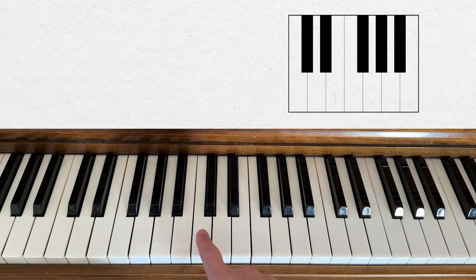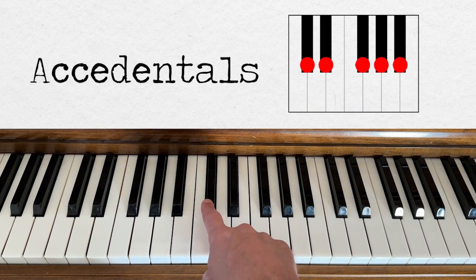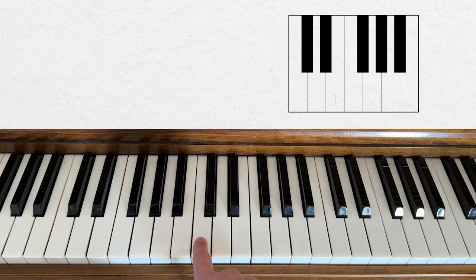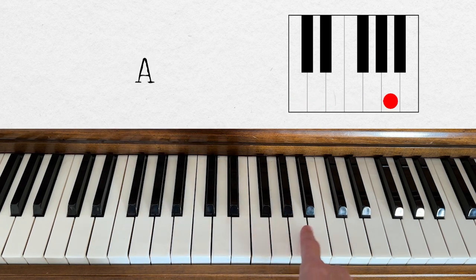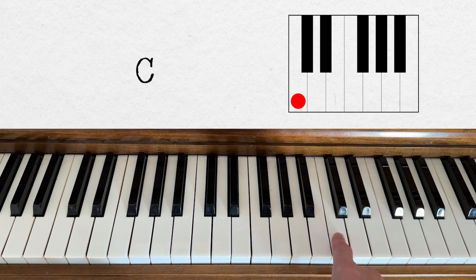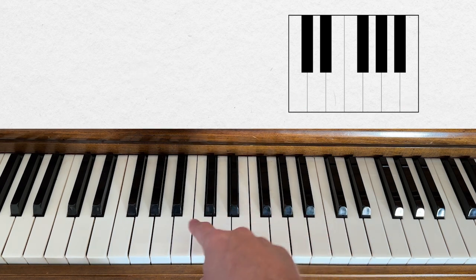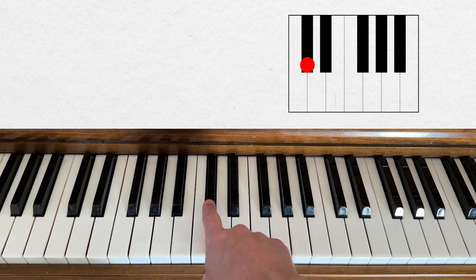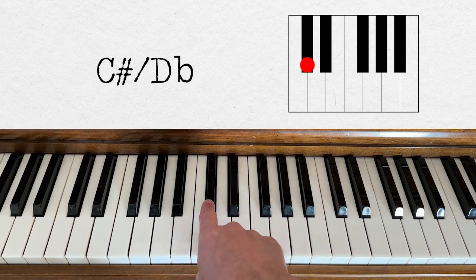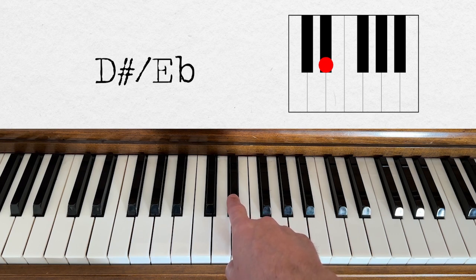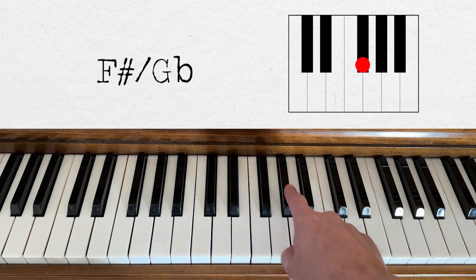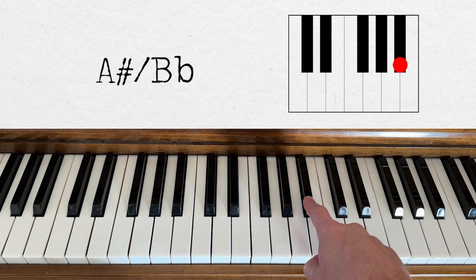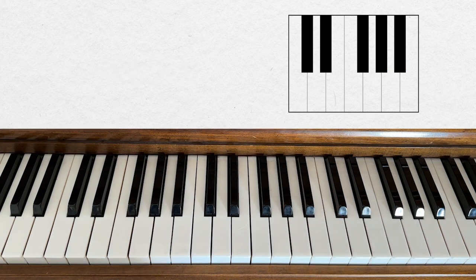We just have to learn the names. So we have naturals and we have accidentals. The natural is just a letter name by itself: C, D, E, F, G, A, B, C. And then the black keys in there, we're going to have two different names for them. So this is C sharp and D flat. This is D sharp and E flat, F sharp and G flat, G sharp and A flat, A sharp and B flat.